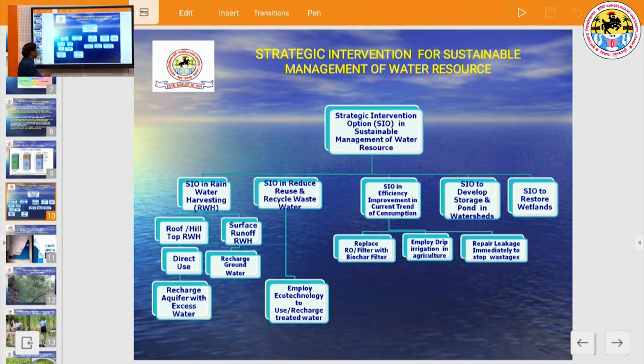Now, coming to the first one, rainwater harvesting. First we can go for roof or hilltop water, which can be directly used, and the excess water can also be recharged. The second part of rainwater harvesting is surface runoff, which can be recharged to groundwater. The second strategic intervention includes reusing and recycling wastewater, and for that we have to employ eco-technology to recharge treated wastewater.